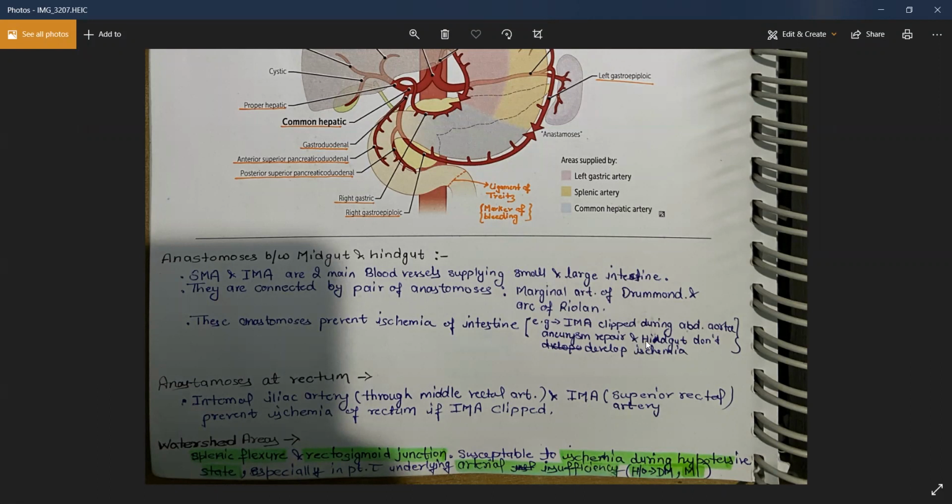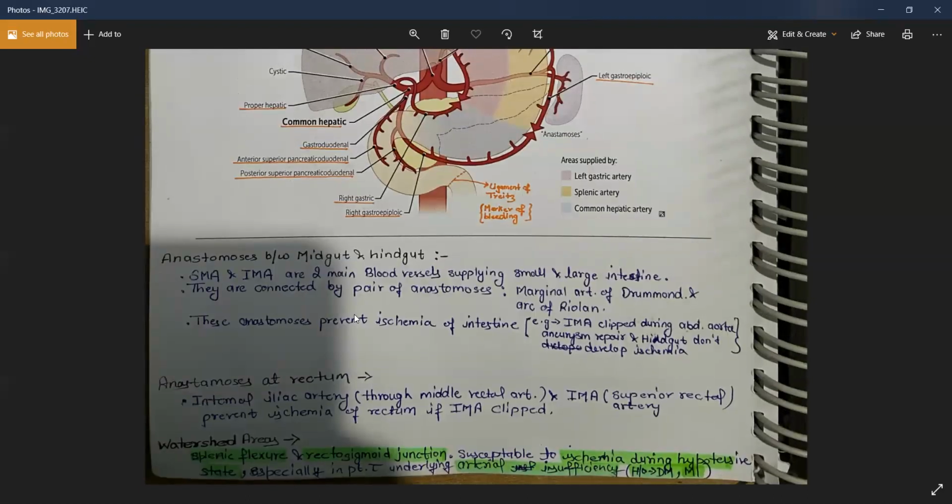Similarly, when the superior mesenteric artery is blocked or some kind of repair is done, the inferior mesenteric artery will supply the midgut structures. Because of these two things, you will never develop ischemia in the intestine. Only when both the superior mesenteric artery and the inferior mesenteric artery get blocked will you have ischemia to the midgut and the hindgut.